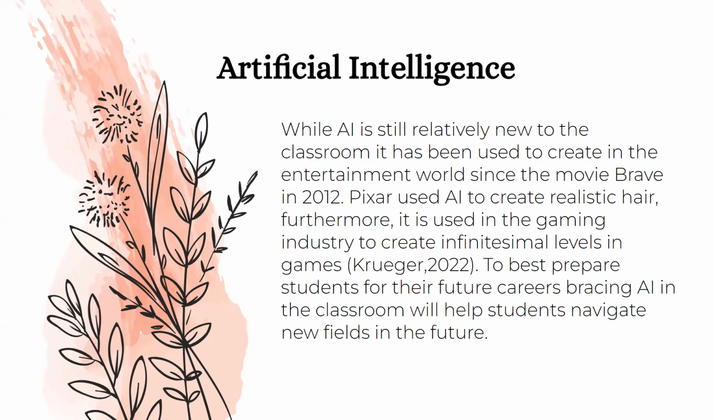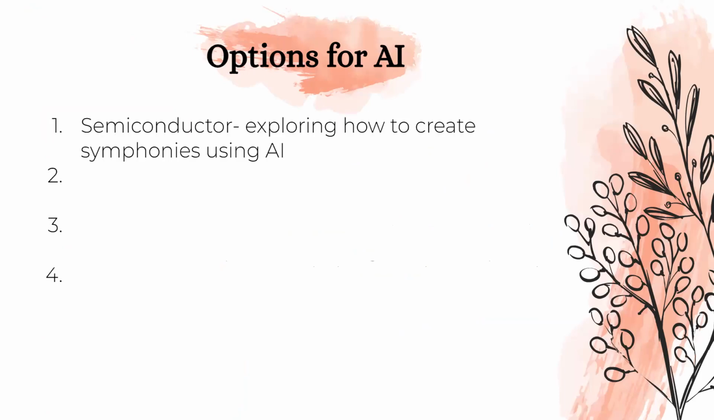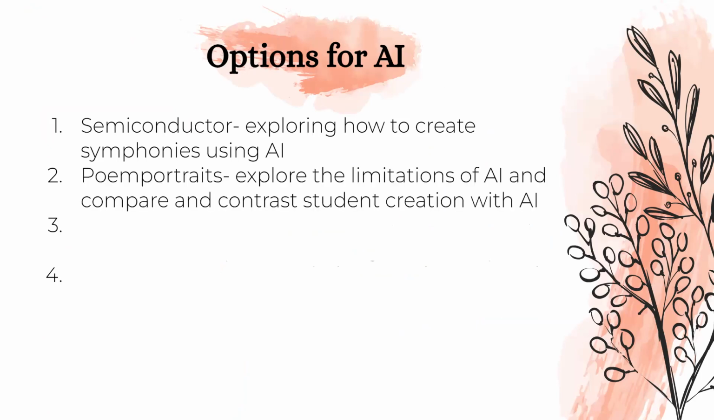And some of these are definitely in the entertainment world, like with Pixar and Disney and what have you. So options for AI, bringing them into the classroom. One is Semiconductor. This is exploring how to create symphonies using AI. Poem Portraits explores the limitations of AI and compares and contrasts it. You can compare and contrast it with student creation with AI.